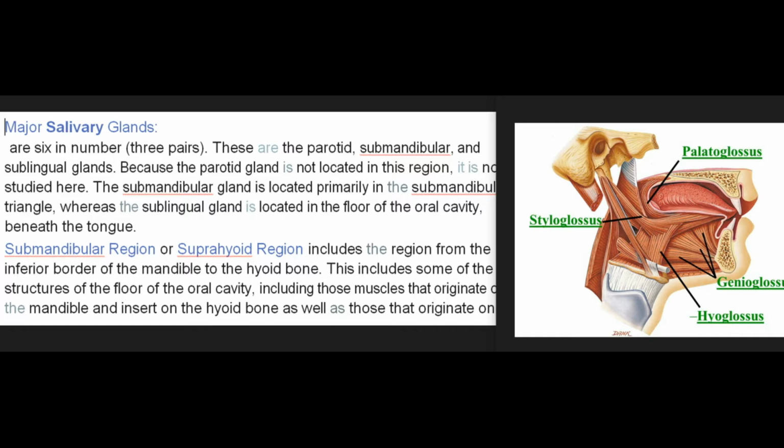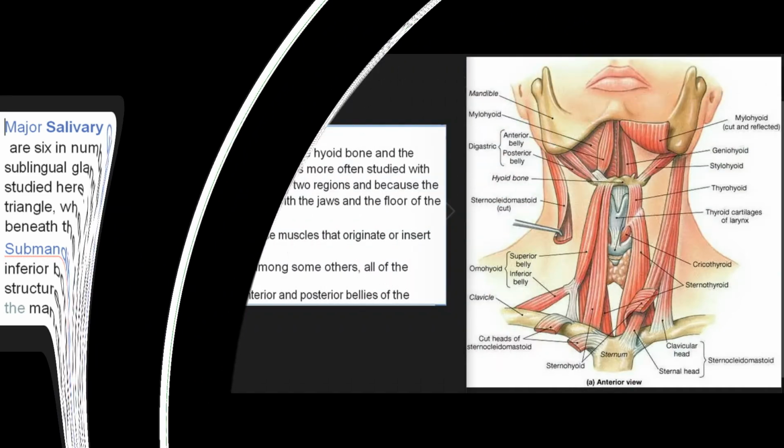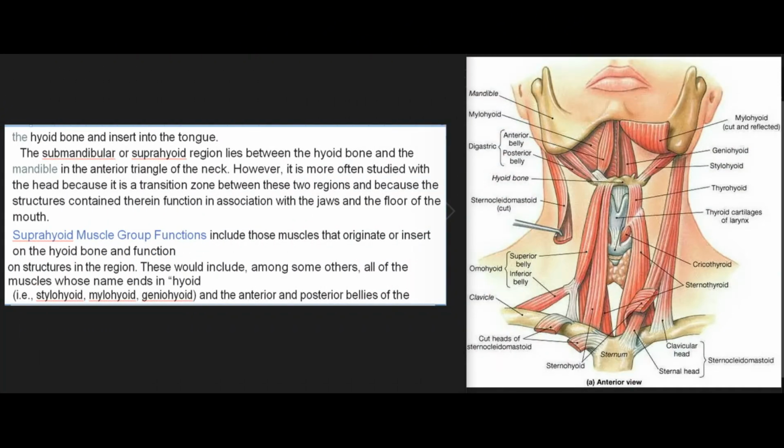This includes some of the structures of the floor of the oral cavity, including those muscles that originate on the mandible and insert on the hyoid bone, as well as those that originate on the hyoid bone and insert into the tongue. The submandibular or suprahyoid region lies between the hyoid bone and the mandible in the anterior triangle of the neck. However, it is more often studied with the head because it is a transition zone between these two regions and because the structures contained therein function in association with the jaws and the floor of the mouth.